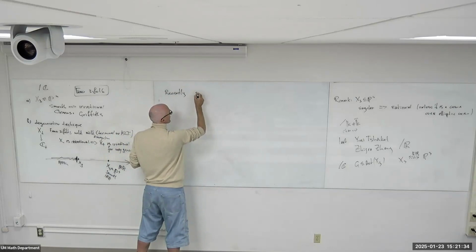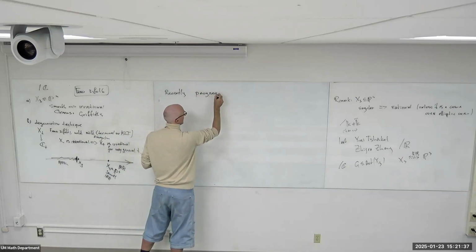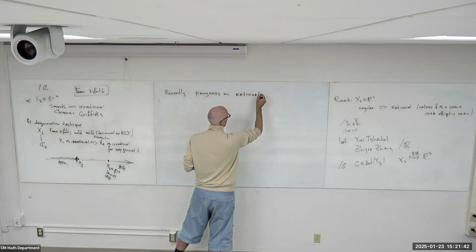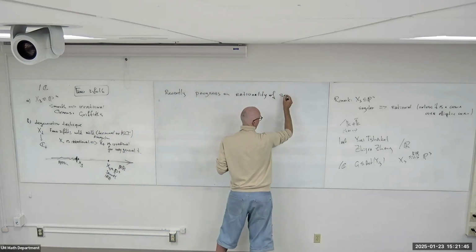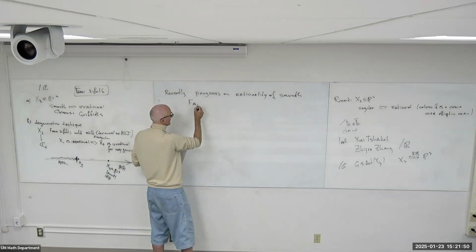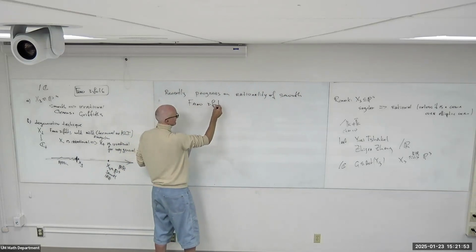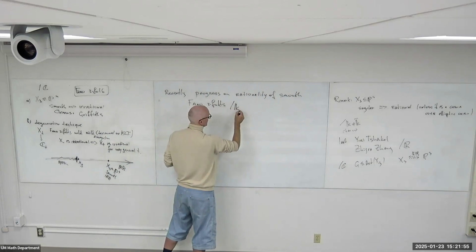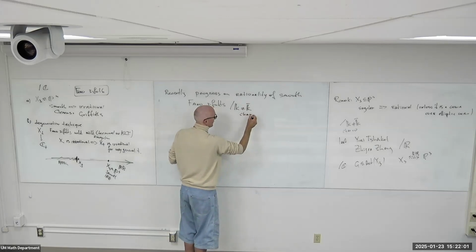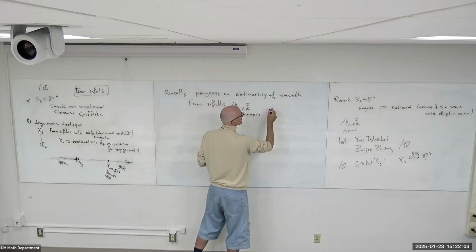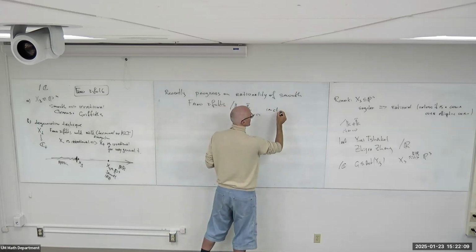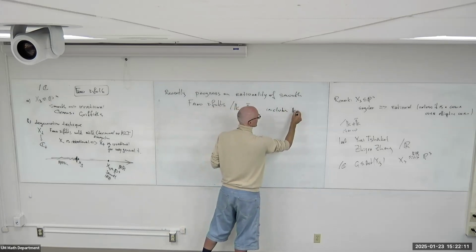So basically, recently there was progress on rationality of smooth Fano threefolds over non-closed fields, over non-closed fields of characteristic 0, including with a special emphasis on the real field, including the case R.